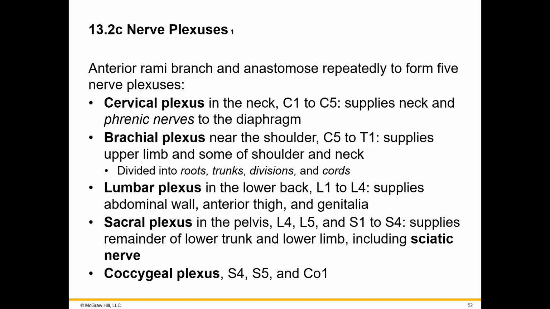There is a lumbar plexus in the lower part, L1 to L4. It supplies the abdominal wall, the interior thigh, and the genitalia. There is a sacral plexus. In the sacral plexus, you'd have L4, L5, and S1 to S4. They supply the remainder of the lower trunk and the lower limb, including the sciatic nerve.